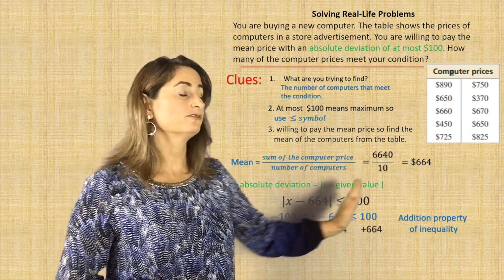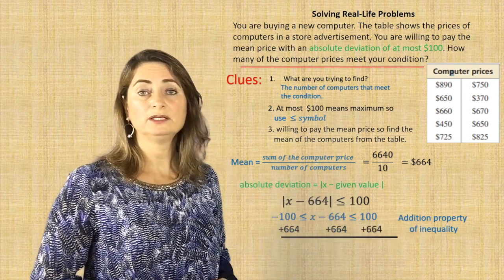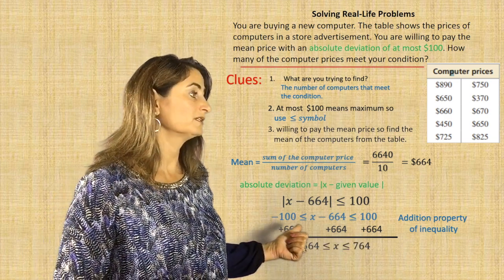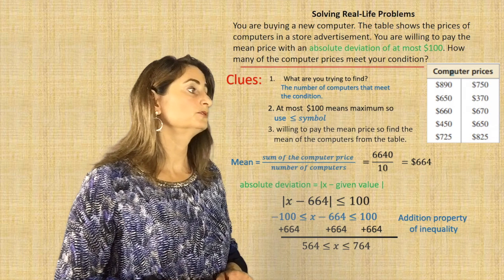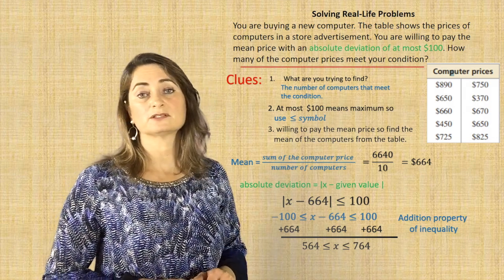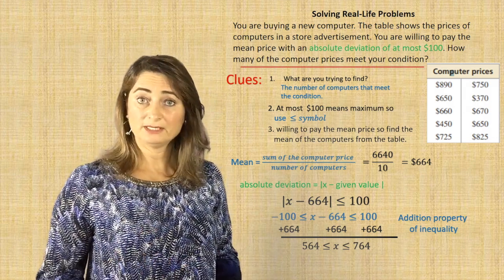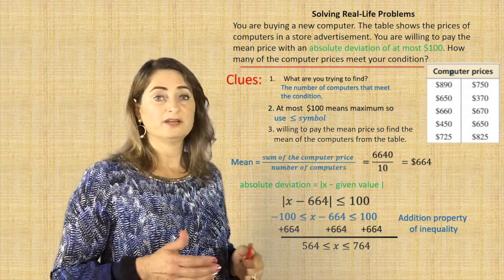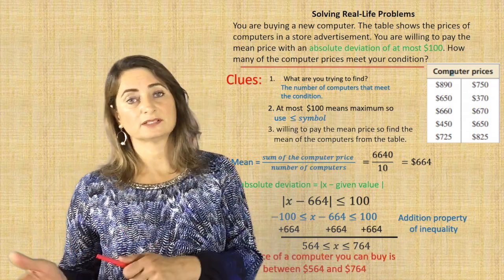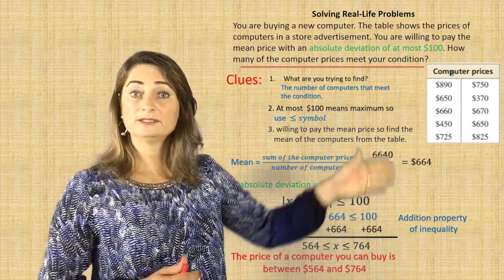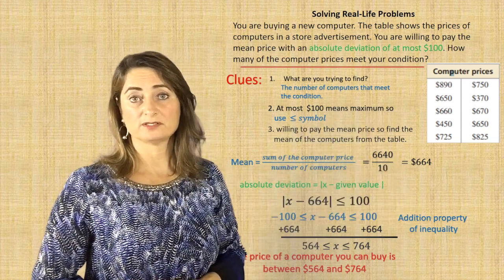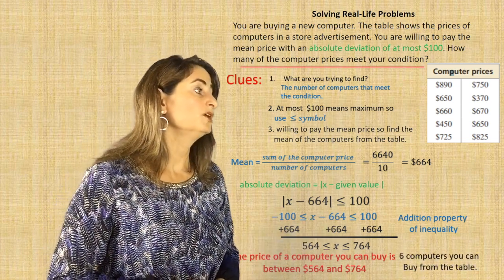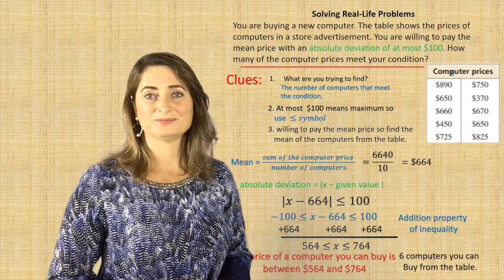Add 664 to all three sides of the inequality, left, middle, and right. You end up with 564 less than or equal to X, less than or equal to 764. So what that means, the price of a computer you can buy is between 564 and 764. Now look at the table and see how many of those prices you are willing to buy. You only have 6 computers you can buy from the table.